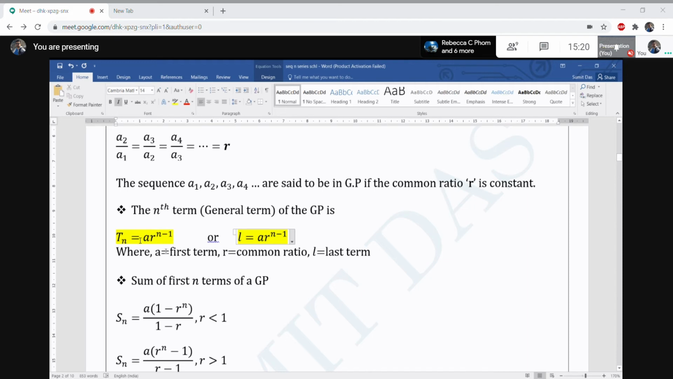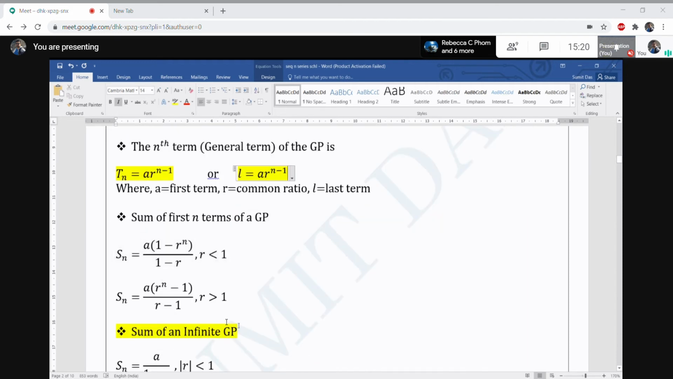Now the sum formula. There are two sum formulas. The first formula is Sn equal to a into 1 minus r to the power n divided by 1 minus r, when the condition is r less than 1. R means common ratio. When we do the problems we'll see these things. And Sn equal to a into r to the power n minus 1 divided by r minus 1 when r is greater than 1.